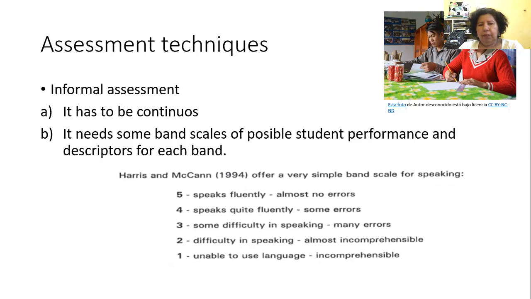The person presents some errors. The number 3 is some difficulty in speaking because there are many errors. And number 2 is difficulty in speaking, almost incomprehensible. And 1, unable to use language, incomprehensible. So these are types of scales. Of course, it should be more analytic to know why or what type of errors there are, but this is an example, okay?